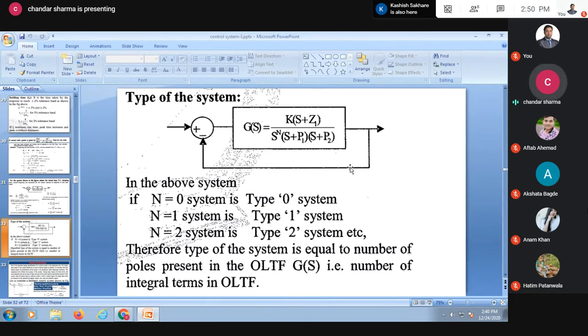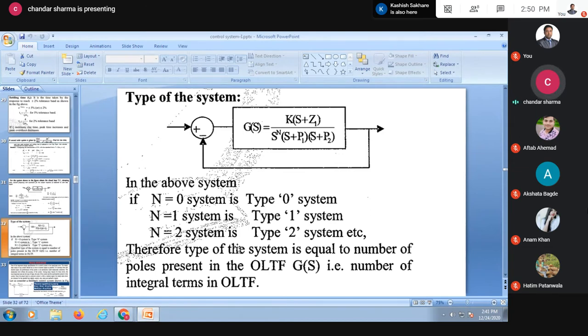For example, here I consider G(s)H(s) as K(s + z1) divided by s to the power n. You all know the denominator gives the poles, and here H(s) is 1. So if n is equal to 0, when there are no poles at the origin, we can say that the system is a type 0 system. The order of the system may be 1, 2, 3, but the type of the system is 0.